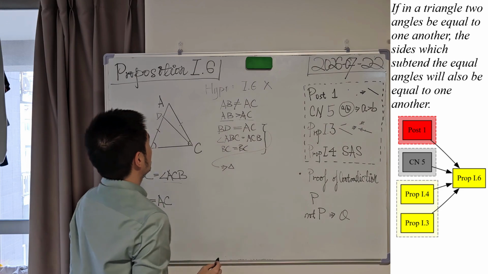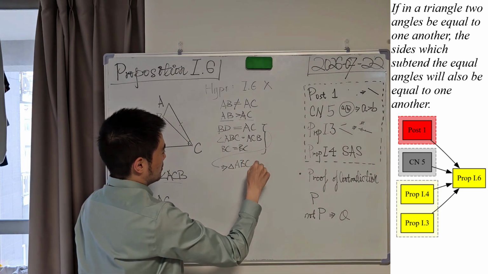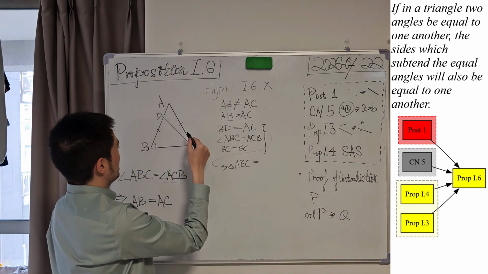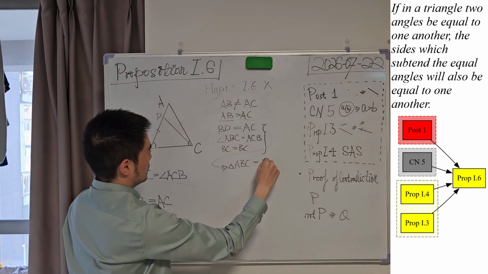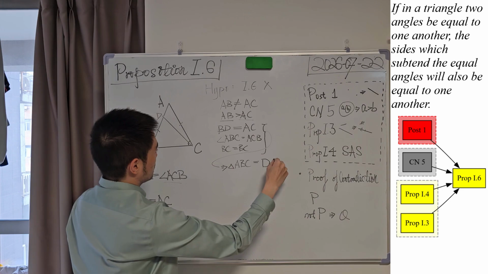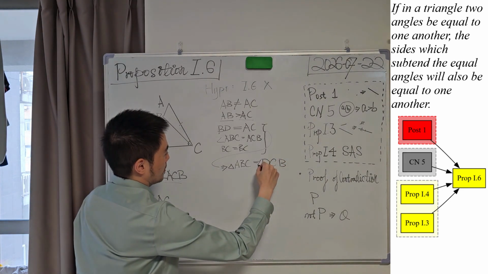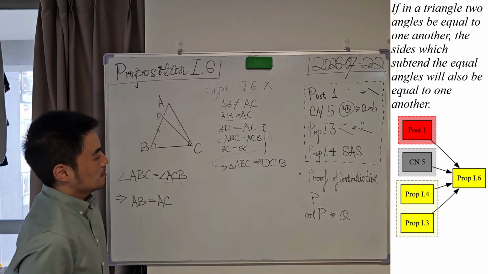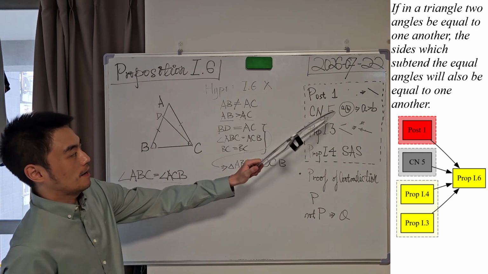triangle ABC is equal to triangle DCB. Sorry, triangle DCB. Which is contradictory to common notion 5.